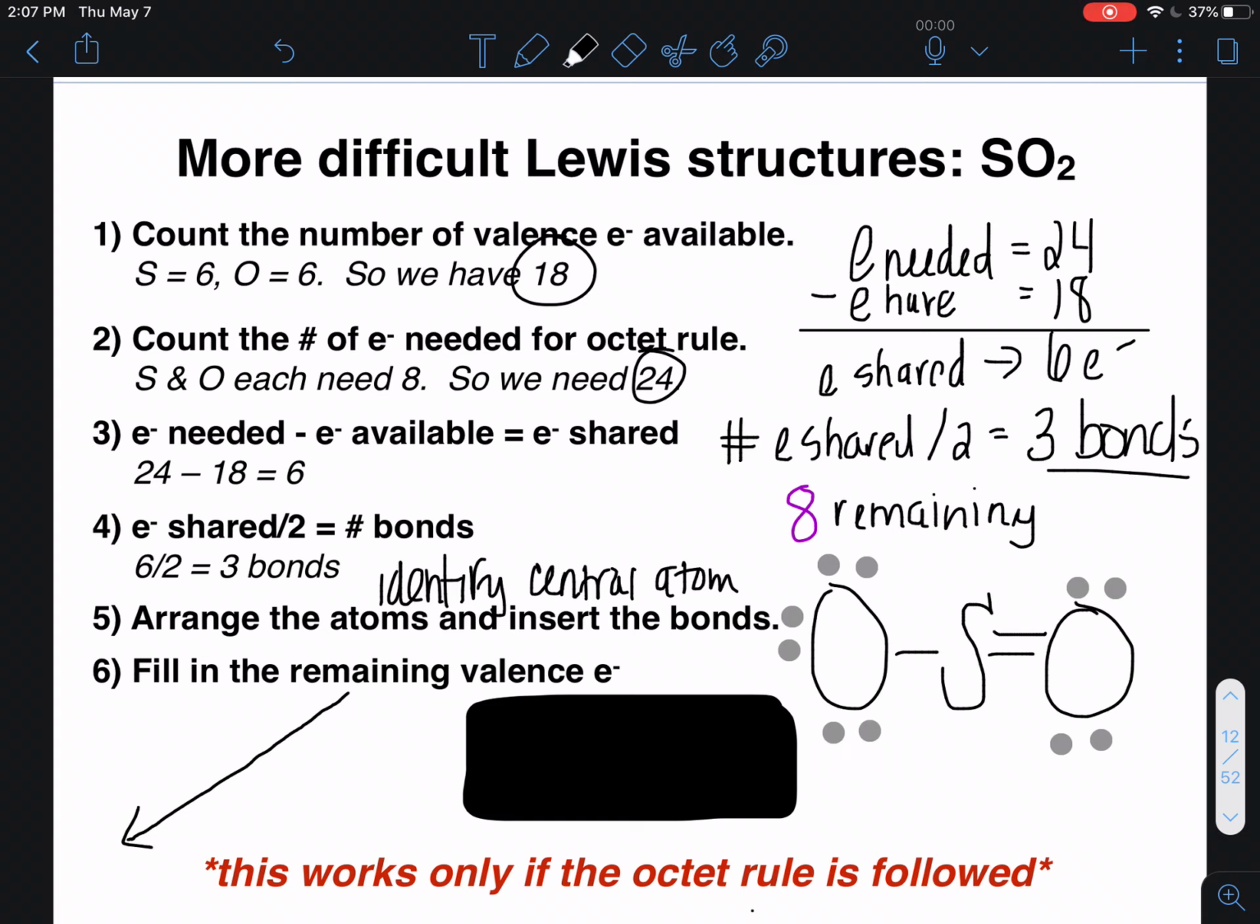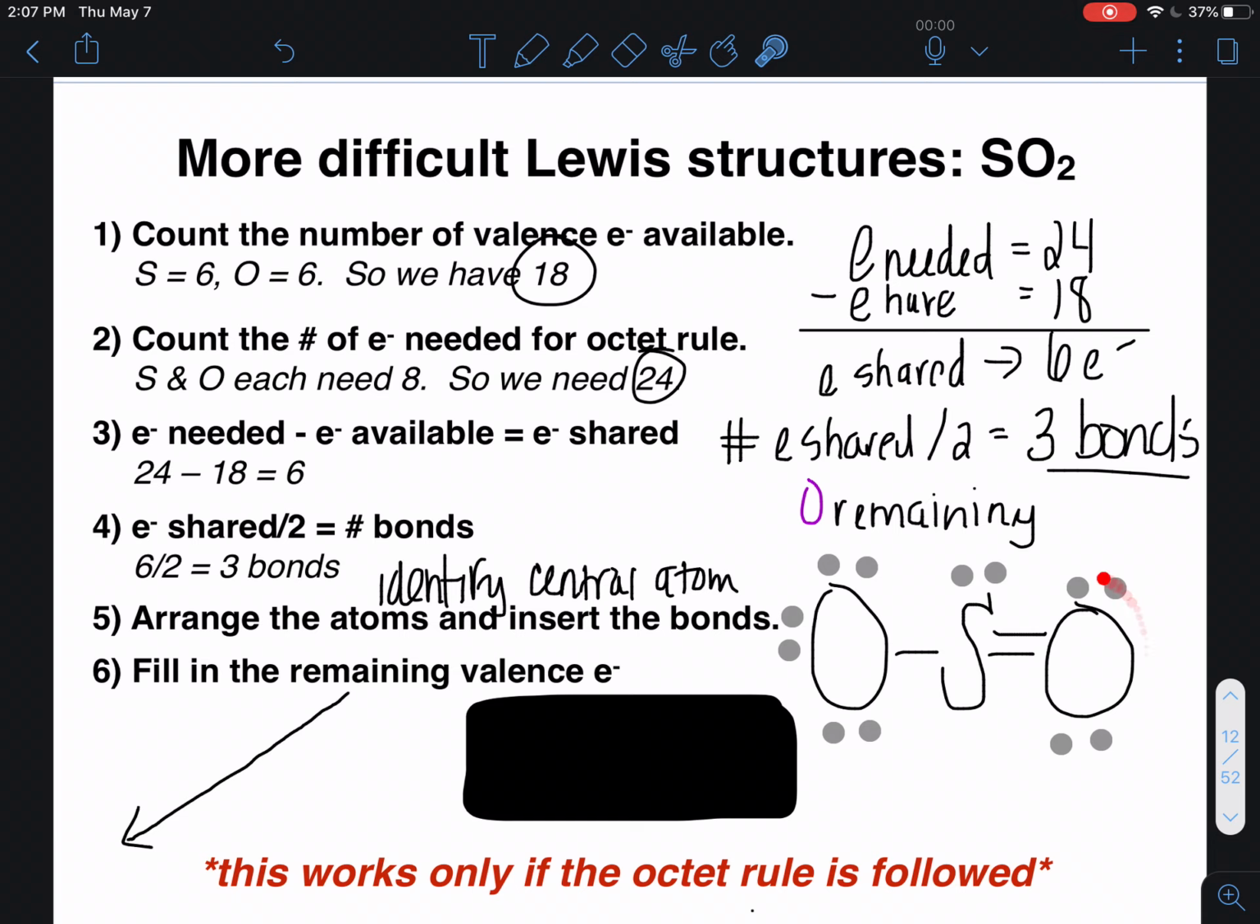So since I just got rid of 6 electrons and I had 8 remaining, now I have 2. And the only other place, this has a full valence, this has a full valence, so the 2 remaining electrons are going to go on sulfur. And now we have 0 remaining electrons. Then what we do, after we finish everything, we're going to go back and count and make sure that everybody has a full octet.